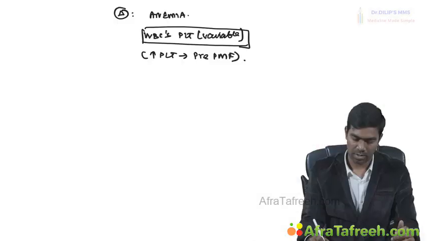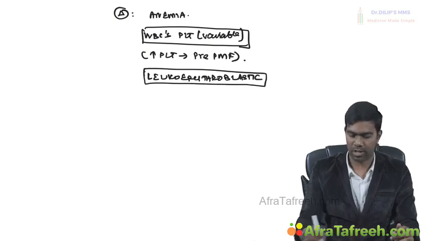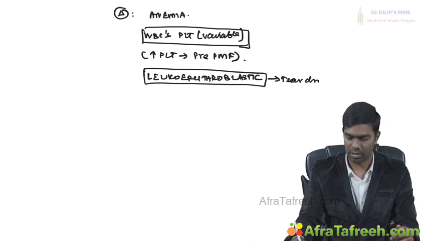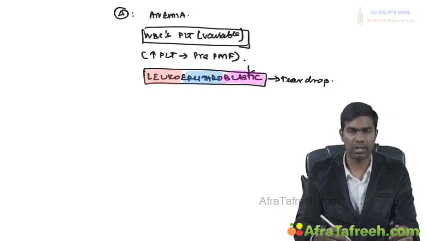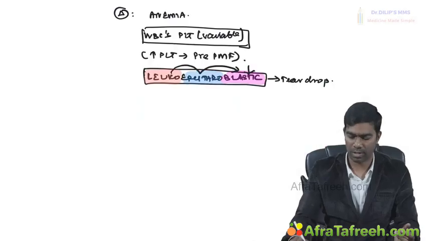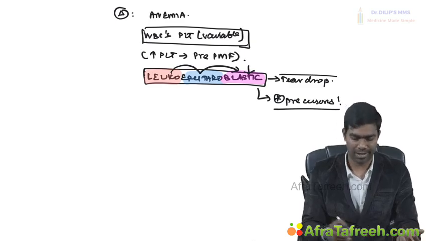At the same time, you might have something called a leukoerythroblastic picture. I told you it will have teardrop cells. Why is it called leukoerythroblastic? Blastic means precursor cells, precursors of what? Leukocytes and erythrocytes. That's what we call a leukoerythroblastic picture, along with the teardrop cells. Plus, you're going to see a lot of precursor cells. Precursors will be increased in the blood. So this is what we call a leukoerythroblastic picture.